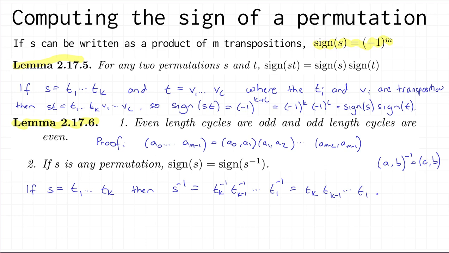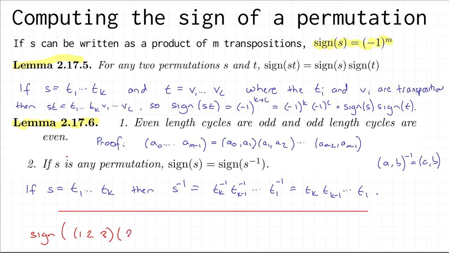Okay, well, why are these things useful? One of the reasons is that it allows us to compute signs of permutations very easily. Because if somebody asked you, for example, what is the sign of (1 2 3) times (2 7 9 4), well, you can just say that this is the sign of (1 2 3) times the sign of (2 7 9 4).